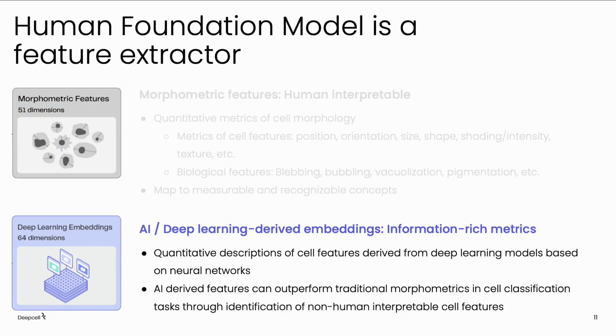Deep learning features are information-rich metrics of cell morphology with powerful discriminative capabilities, but may not be human interpretable. They are quantitative descriptions of cell features derived from deep learning models based on neural networks. And of note, AI-derived features can outperform traditional morphometrics in cell classification tasks through identification of non-human interpretable cell features. Hence why we have combined deep learning with morphometrics to provide both accuracy and interpretability in a fast and effective cell feature extractor.